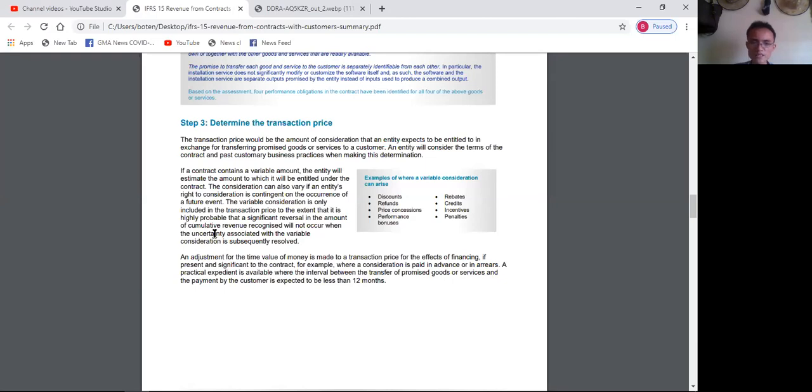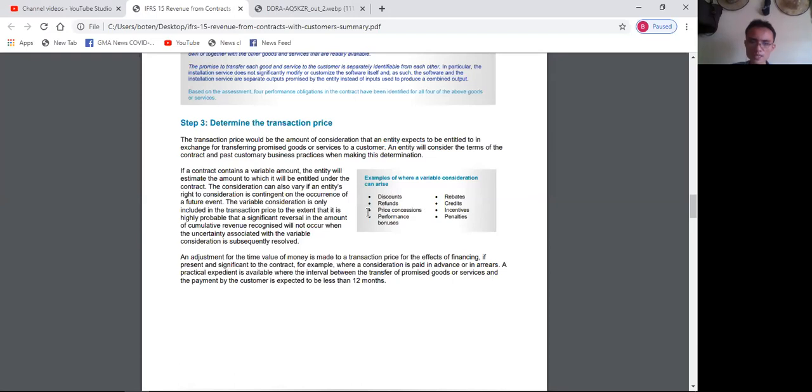So if the significant reversal will not happen, and that is highly probable when the uncertainty that the said occurrence or event will be resolved in the future time, meaning at time zero we are able to determine that we have the high probability that it will not reverse at that particular time. So that's the point here. In that case, we are going to include the variable consideration in the transaction price.